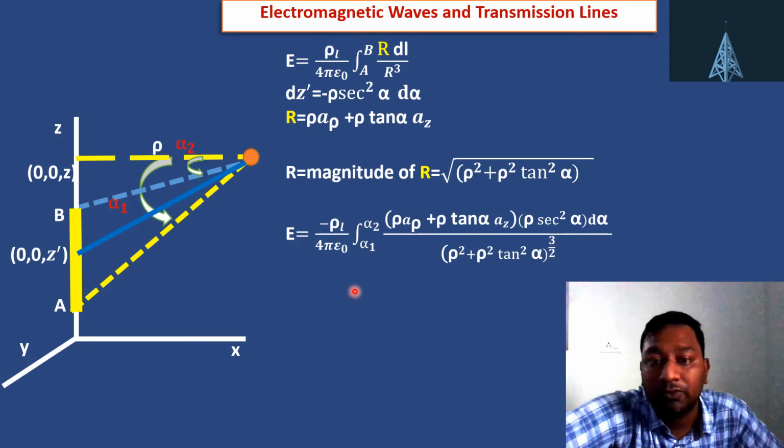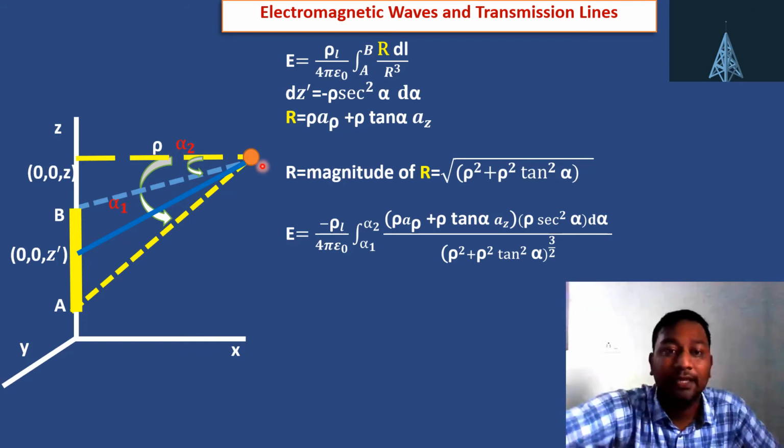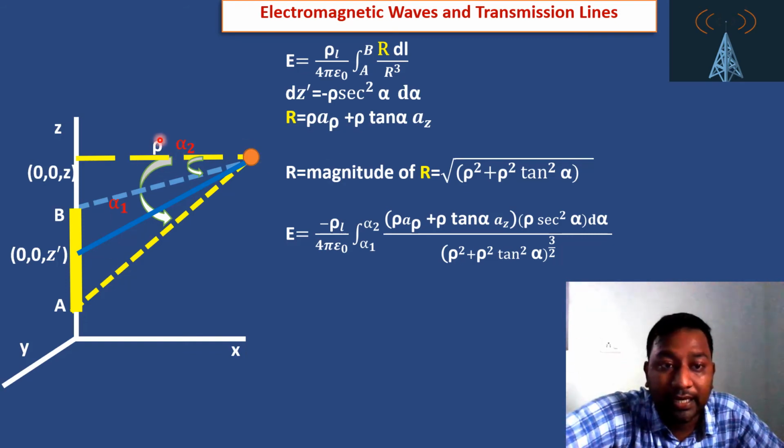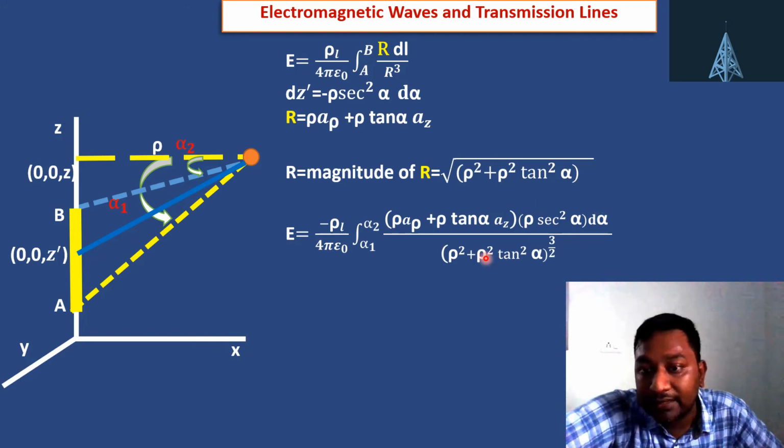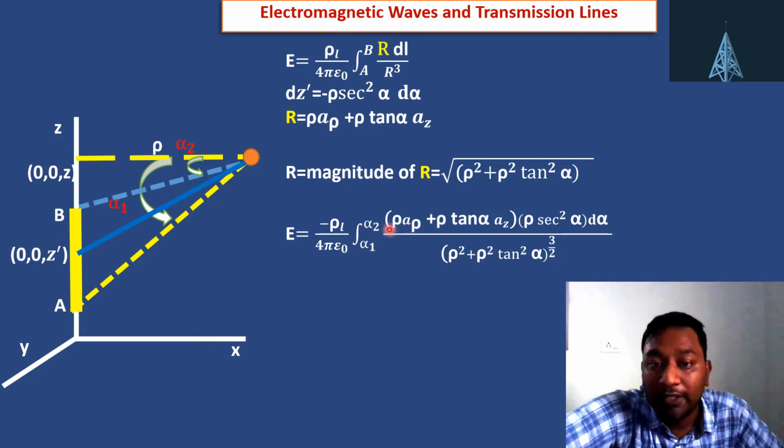Okay. So here from A to B, because all the things we are representing in angle, the distance from this line or particular plane, so the angle at point A is α1, and at point B the angle is α2. So we change the limit because all the things are expressed in angle α. So α1 to α2, (ρ aρ + ρ tan α az) times ρ sec²α dα divided by (ρ² + ρ² tan²α) to the power 3/2.